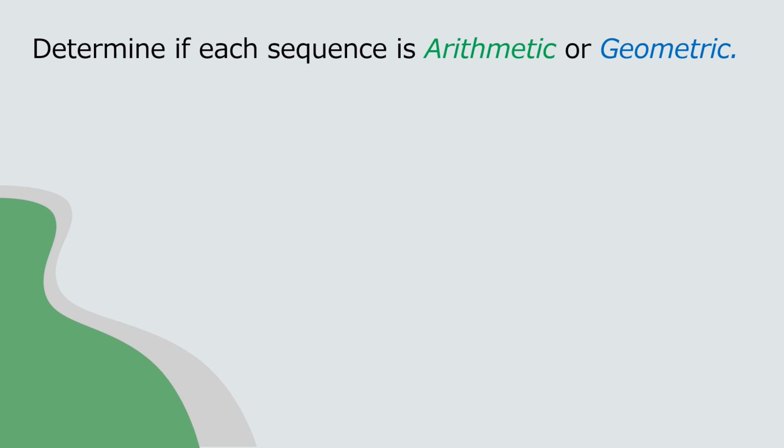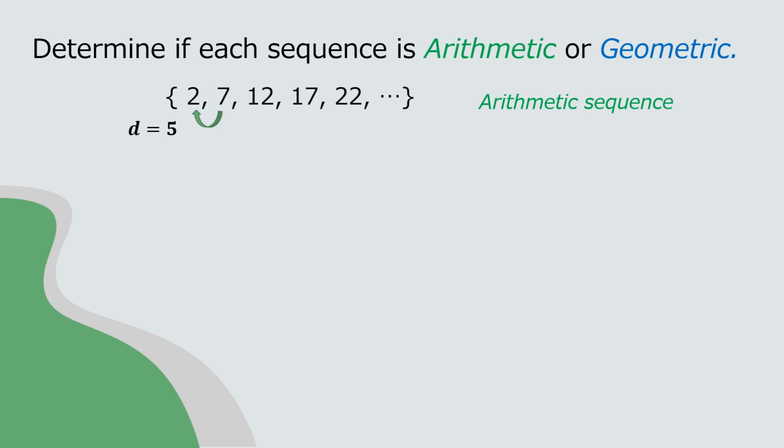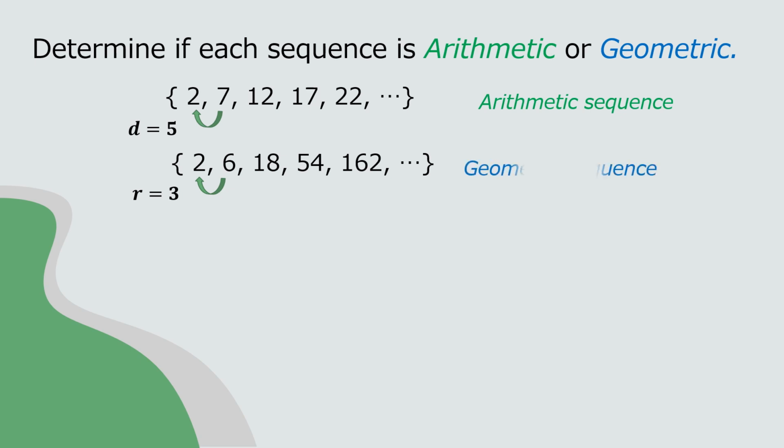Determine if each sequence is arithmetic or geometric. 2, 7, 12, 17, 22. The common difference is 5 since 7 minus 2 is equal to 5. So it is an arithmetic sequence. Next, 2, 6, 18, 54, 162. The common ratio is 3 since 6 divided by 2 is equal to 3. So it is a geometric sequence.